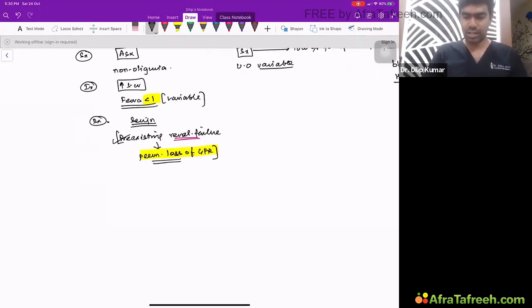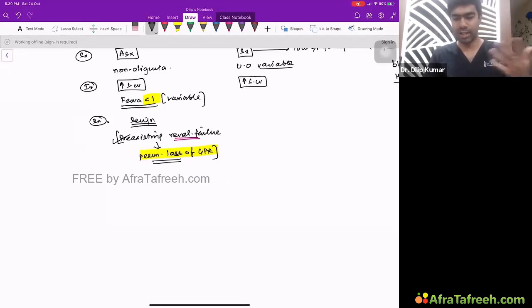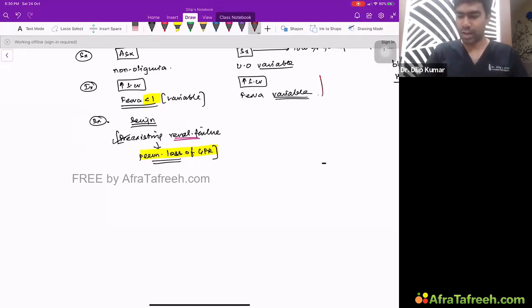As far as the investigation is concerned, definitely there will be high serum creatinine, no doubt about that. Typically, it will be an intrinsic renal picture. FeNa is once again variable. You cannot tell for sure whether FeNa will be more than 1 or less than 1. But a more important point is that these patients might have low complement levels, because this cholesterol emboli consumes the complement. So C3, C4 levels may be low.